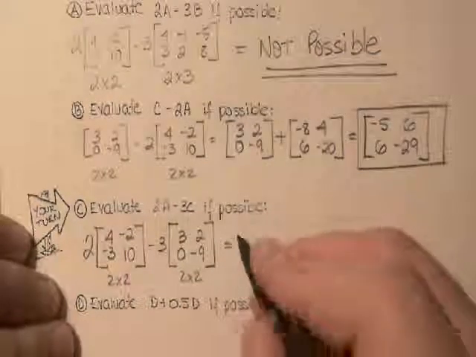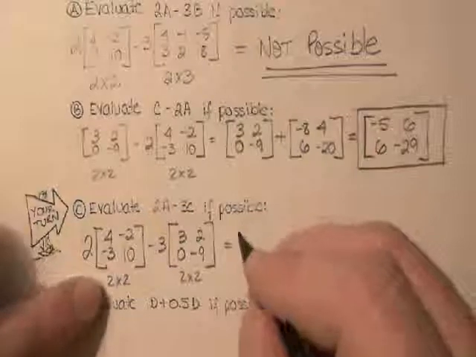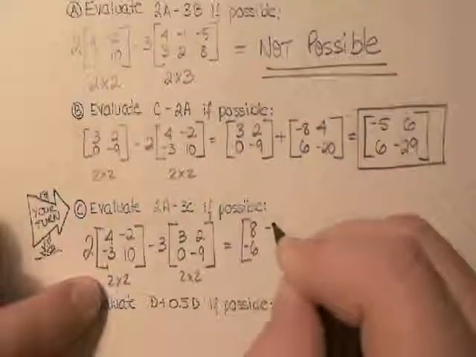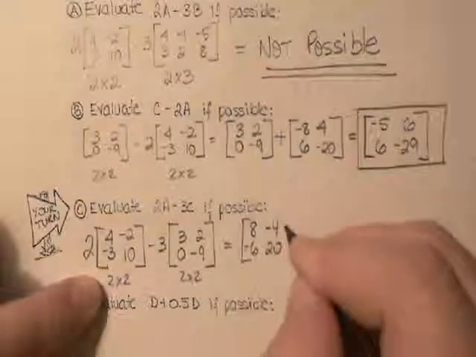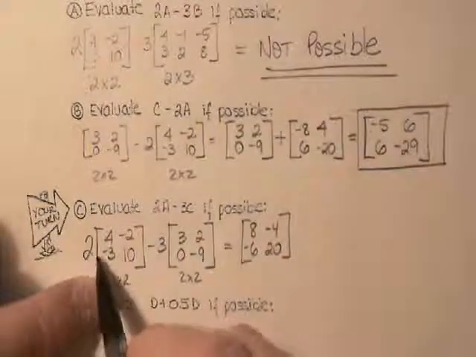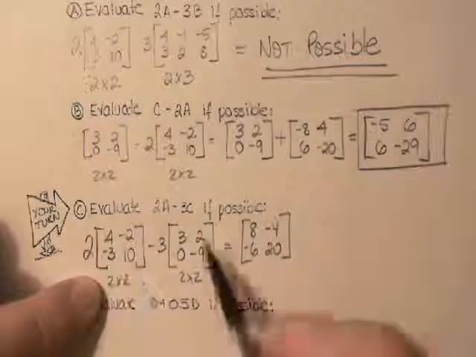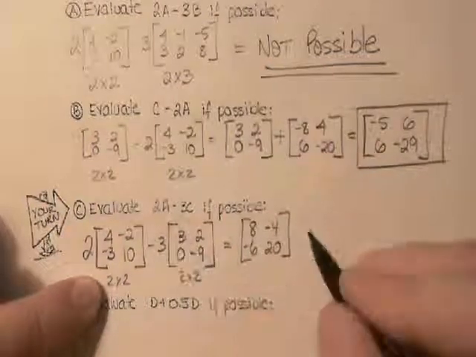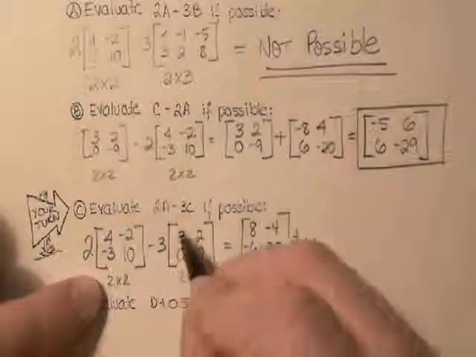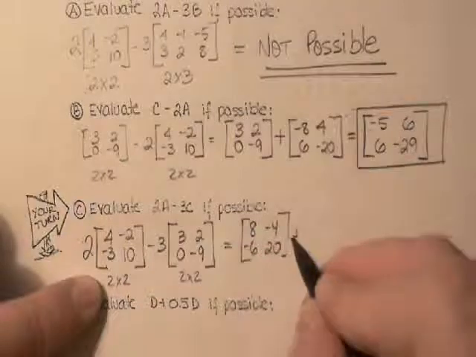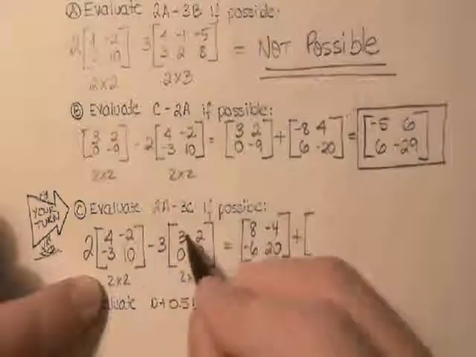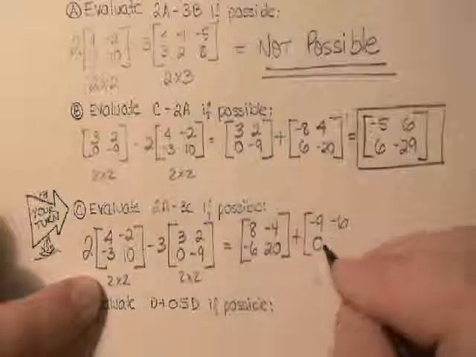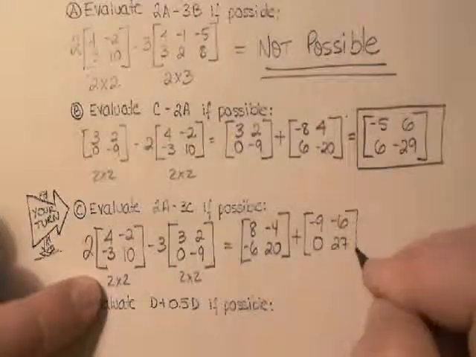Alright, so let's bring those numbers in. So I'm going to get 8, negative 6, negative 4, and 20. So basically I just did this times this, this times this, this times this, this times this to get these new numbers. I'm going to do the same thing here. This times this. Notice that I'm going to put the negative 3 inside, so this becomes a positive. And negative 3 times 3 is negative 9, 0, negative 6, positive 27.